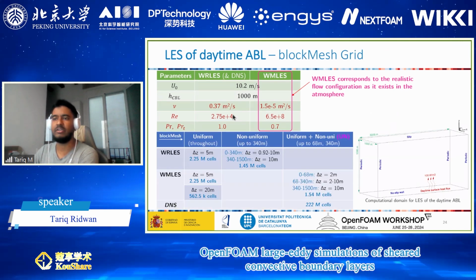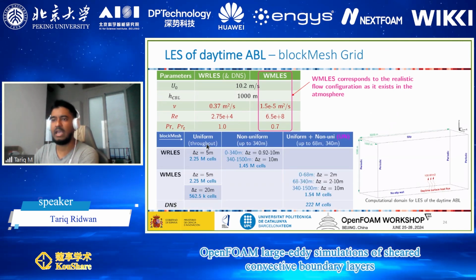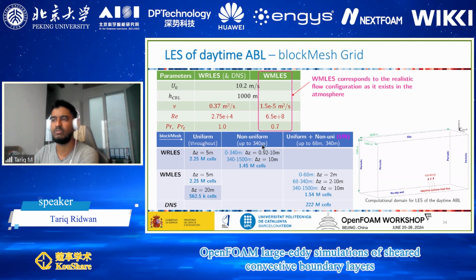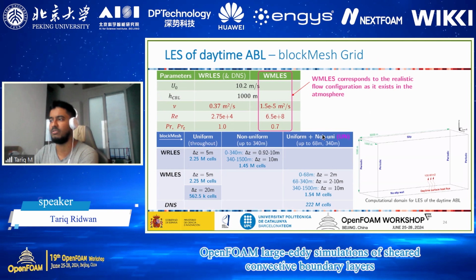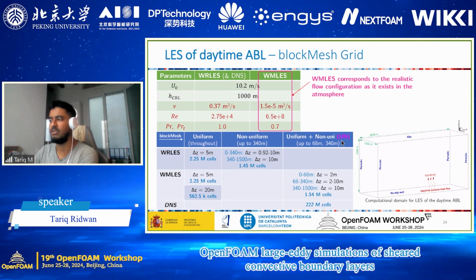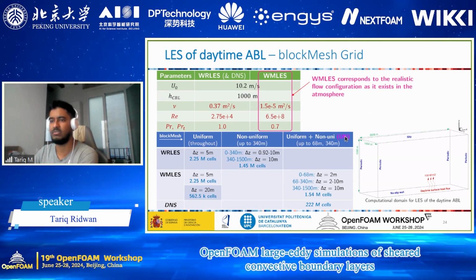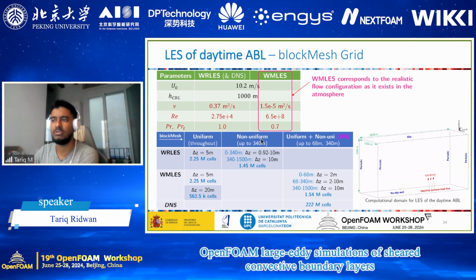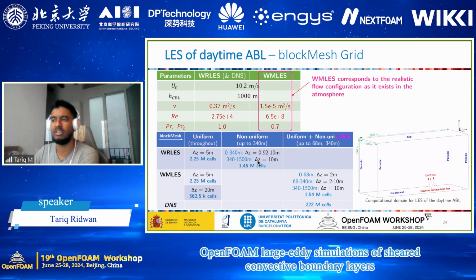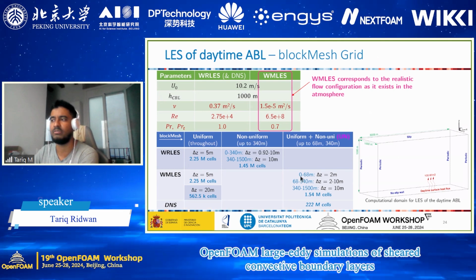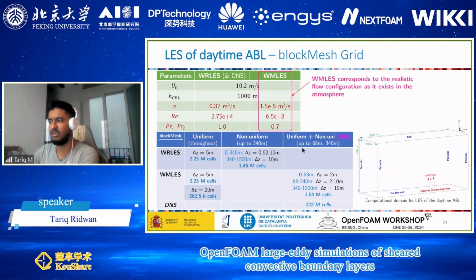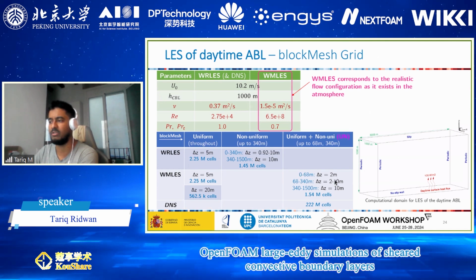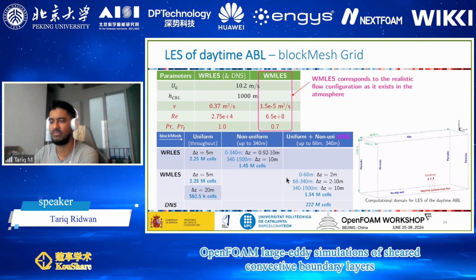Moving to the grid, it is generated using blockMesh, and we tried three types of grid: uniform, non-uniform, and a mixture of uniform plus non-uniform, denoted as UN. The uniform grid is uniform throughout. The non-uniform has an expansion ratio up to 340 meters, and the UN is mixed: up to 60 meters it is uniform, then up to 340 meters it is non-uniform, and then again it is uniform.